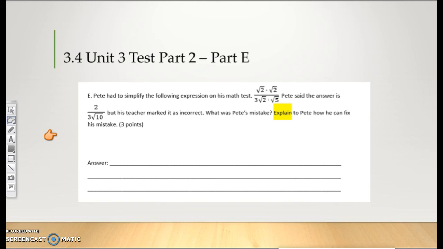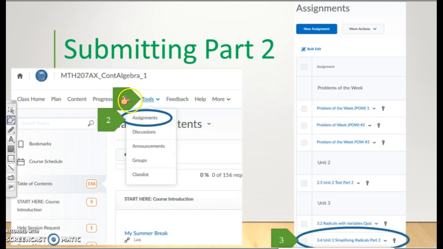Okay, so when you're done, you save the document or scan it in and go under Tools, Assignments, and then go under Unit 3, right below the 3.2 quiz. You'll see the folder 3.4, Unit 3, Simplifying Radicals, Part 2. That's the folder you should use to submit this assignment.